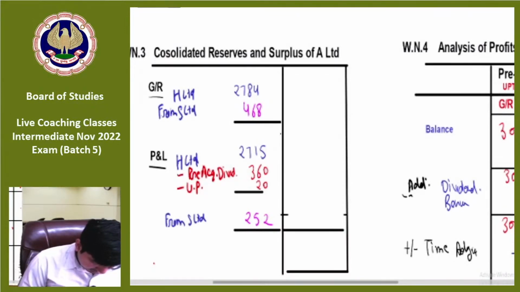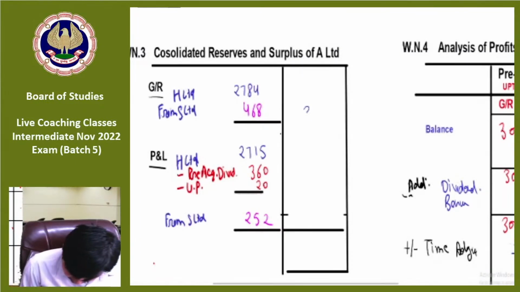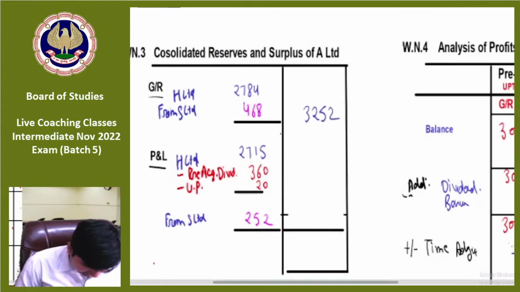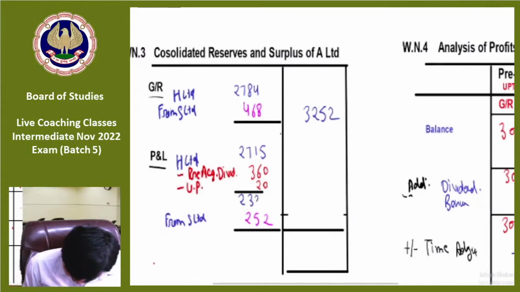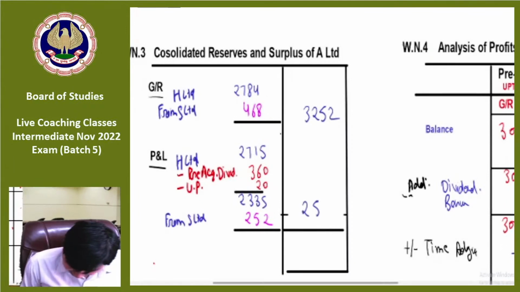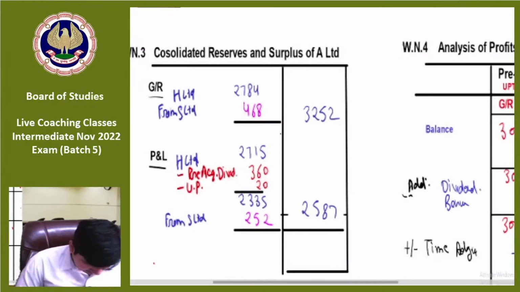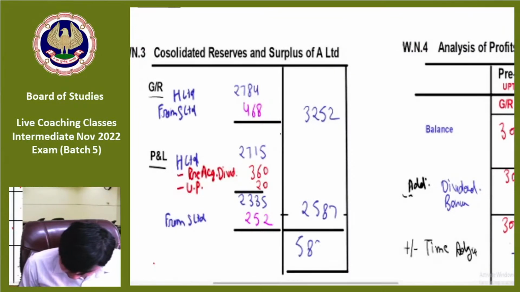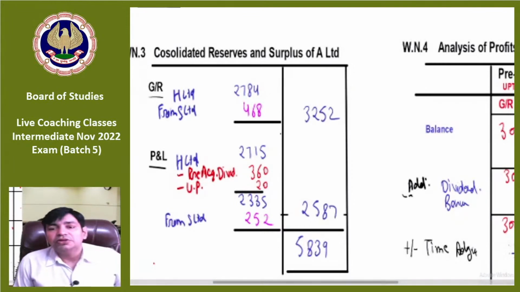2784 minus 468. Sorry, 2784 plus 468 becomes 3252. What is the final figure for profit and loss? 2715 minus 360 minus 20 becomes 2335. Then add 252. That becomes 2587. What is the total? 3252 plus 2587 is 5839. So this is the final figure to be posted in the balance sheet.